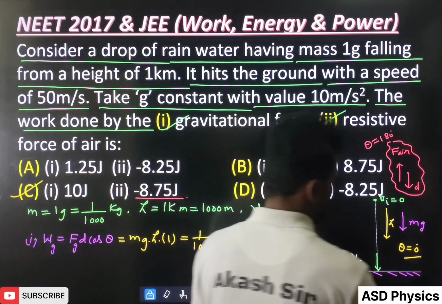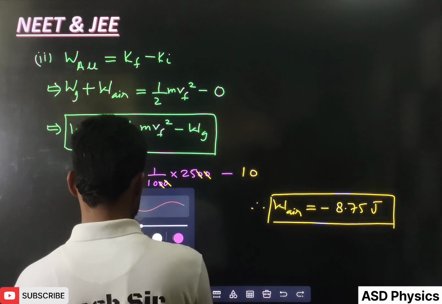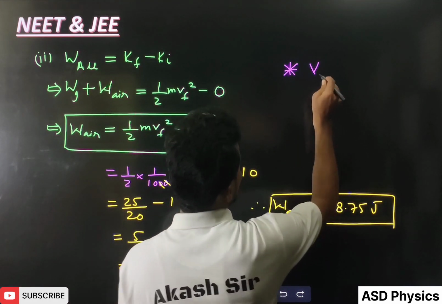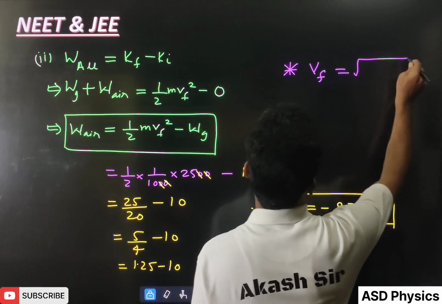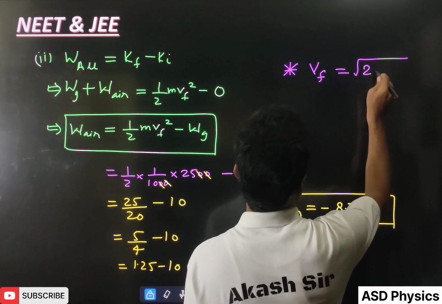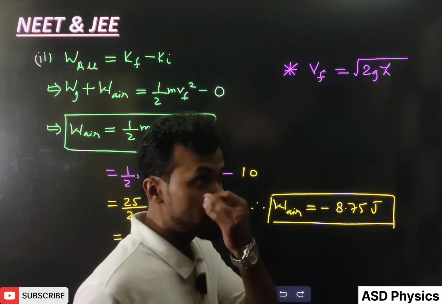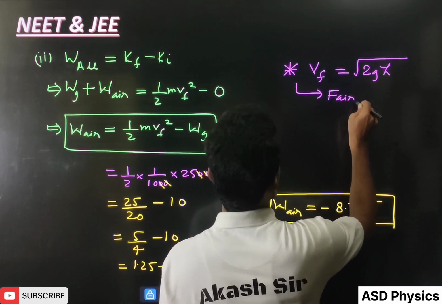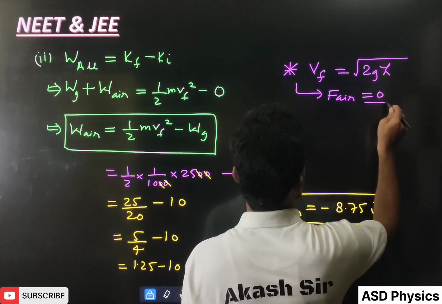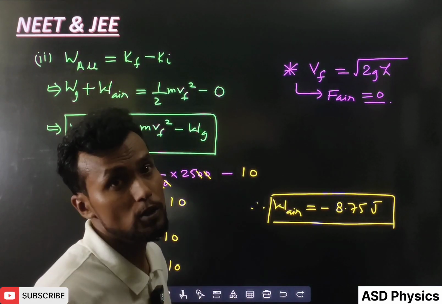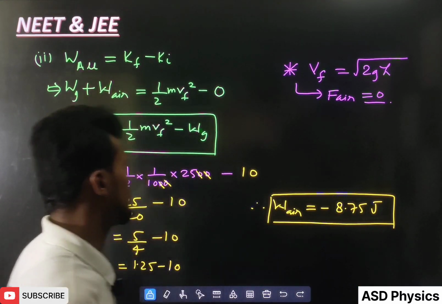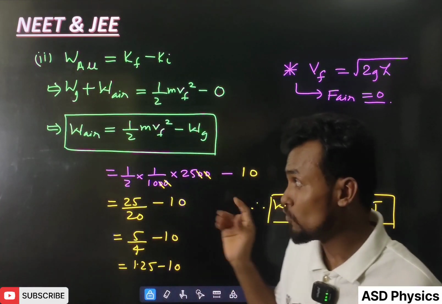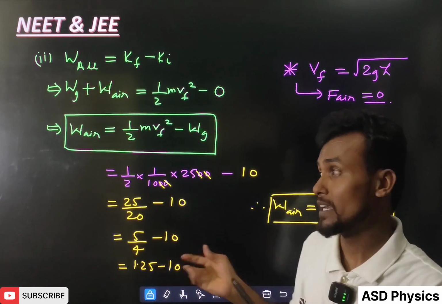And remember, one word of caution I will tell you. We know that whenever any object falls from rest, we used to write Vf equal to root 2gh. But remember that this formula we have to use only when there is no air resistance. Only when air resistance is 0 will we use Vf equal to root 2gh; otherwise we will not use it here.